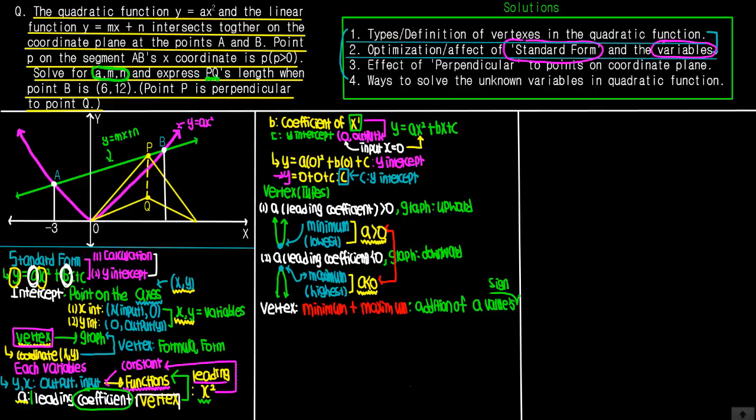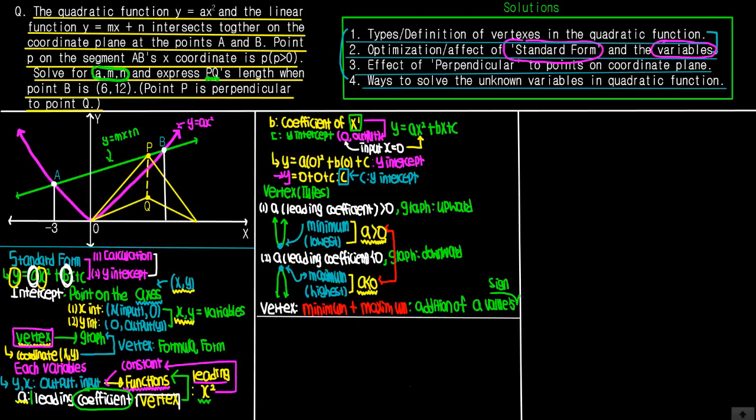Now let's go to the third one, which is the effect of perpendicular to points on the coordinate plane, which is the given thing in our information. But perpendicular in this case is not important, so let's go to the next one, and we'll think about the perpendicular one while solving this question. So, ways to solve the unknown variables in quadratic functions.